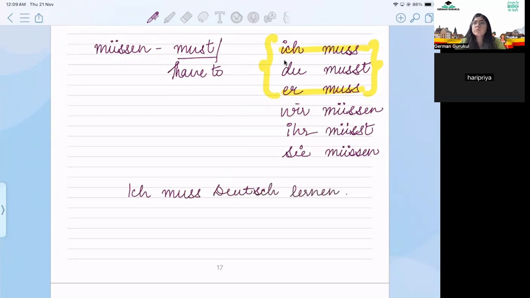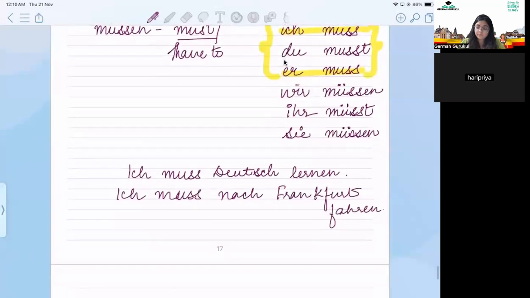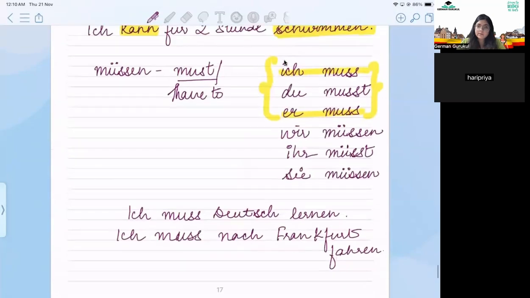I must go to Frankfurt, or I have to go to Frankfurt. Ich muss nach Frankfurt gehen? Not gehen, fahren. Go, you're not going on foot, you'll drive, right? So: Ich muss nach Frankfurt fahren. Okay. So this was the second modal verb.